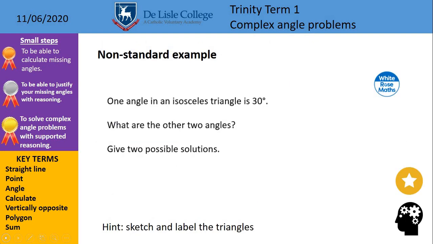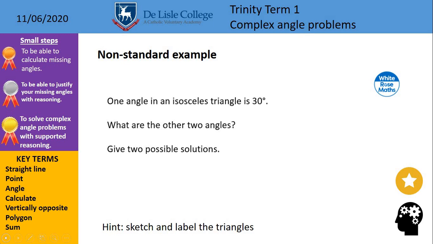Okay, now this is a question I quite like here. One angle in an isosceles triangle is 30 degrees. What must the other two angles be? Give two possible solutions. It might help you there to sketch and label up triangles to make it easier for yourself. Now, I think a lot of you might be able to get one of these, but the idea is we want to see if you can get two possible sets of solutions.